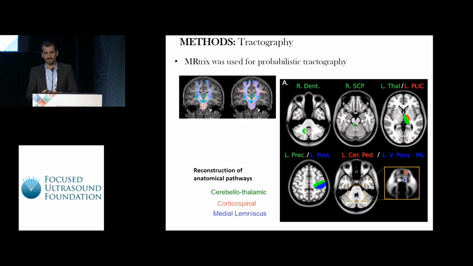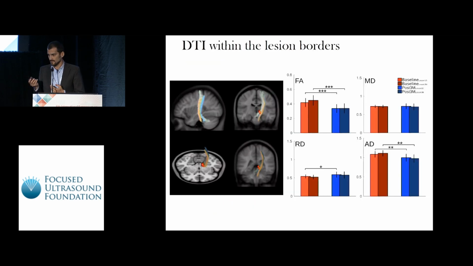And then we did the tractography analysis. We reconstructed 3 anatomical pathways which run through the VIM or nearby the VIM, which are the cerebello-thalamic tract. We took as region seeds the dentate nucleus, the superior cerebellar peduncle, the thalamus itself, and the precentral gyrus. We also reconstructed the corticospinal tract and the medial lemniscus.